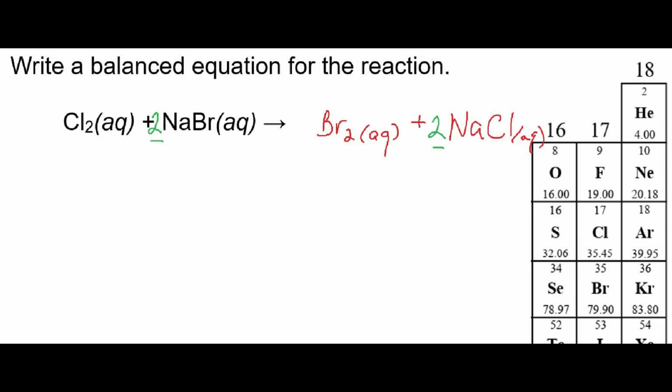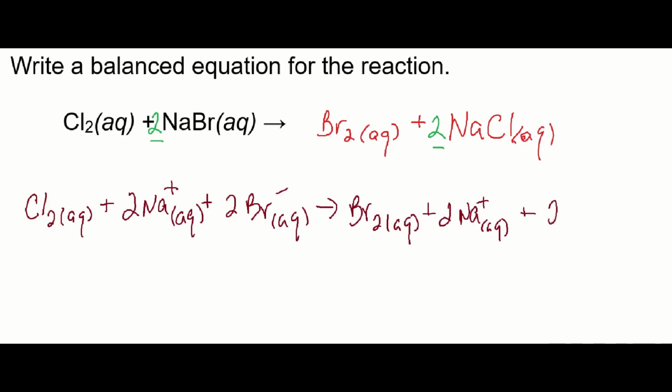So if we've covered net ionic equations, we can rewrite this as an ionic equation with the soluble ionic compounds dissociated into ions. And then we can cross out the spectator ion, which is the sodium, and rewrite what's remaining for the net ionic equation.